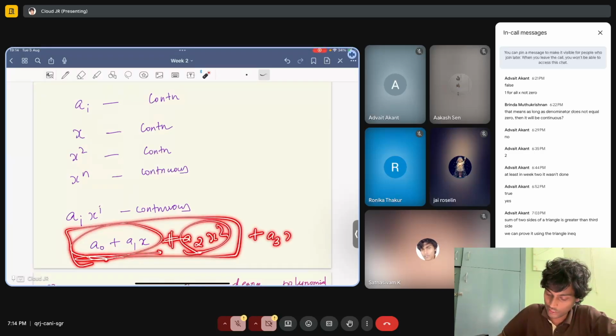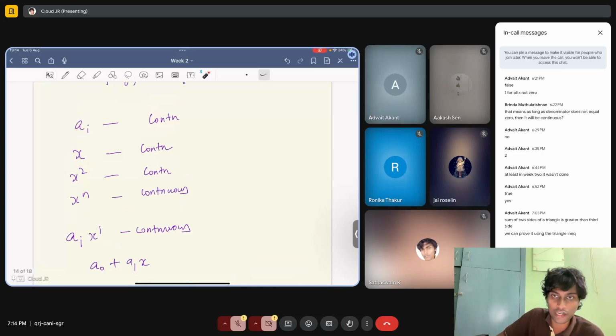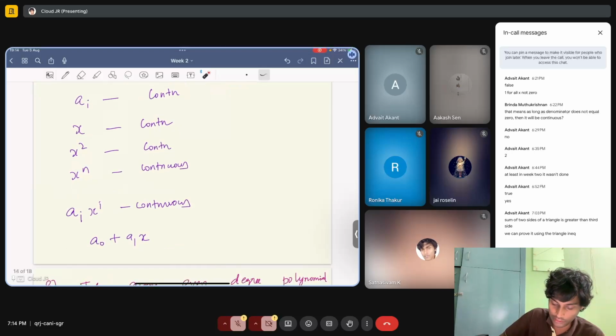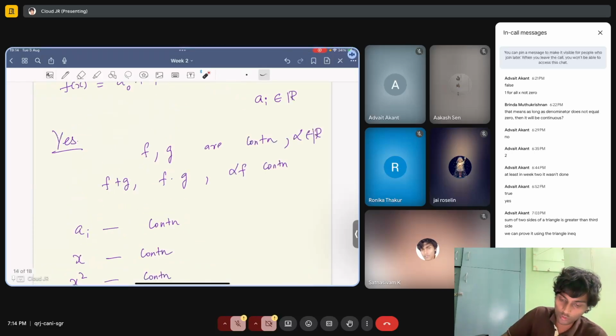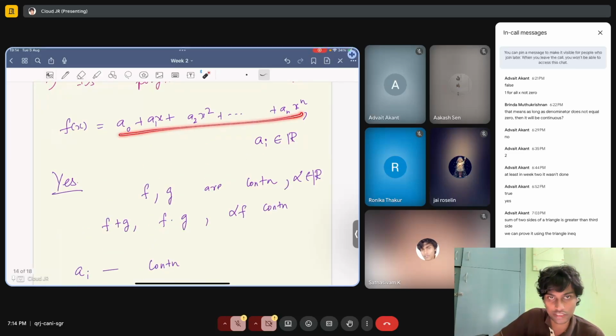Now you take a3 x power 3. This is also continuous, and the whole thing is continuous. So the entire thing is continuous, and then you keep doing it. If you want to formally write it, you have to use indexation, but I'm not formally writing it. You just have to use these things multiple times, and you can prove that a polynomial function is continuous.